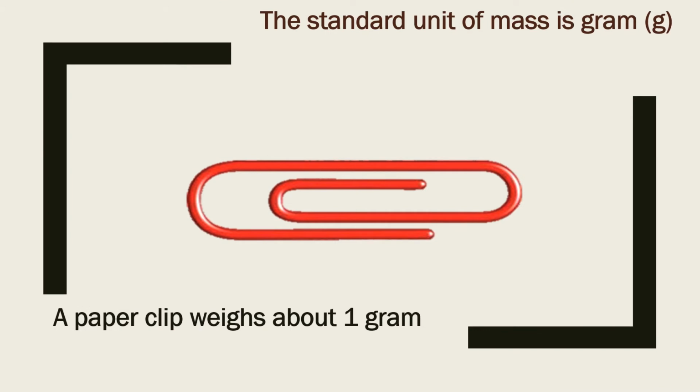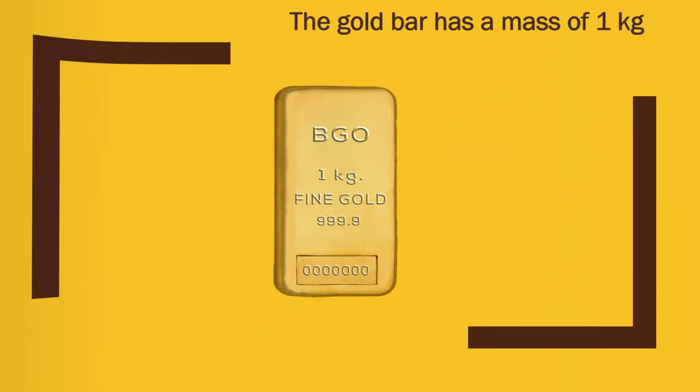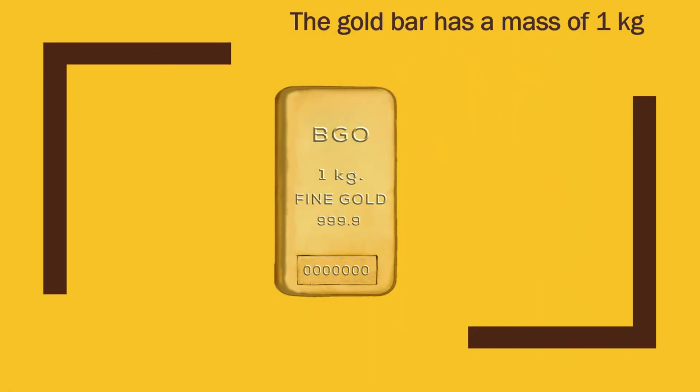The standard unit of mass is gram. For example, a paper clip weighs about 1 gram. The gold bar has a mass of 1 kilogram.